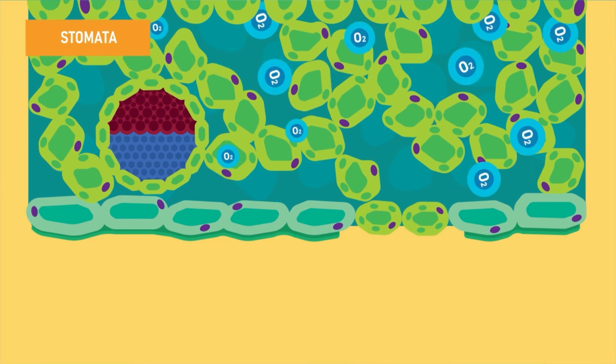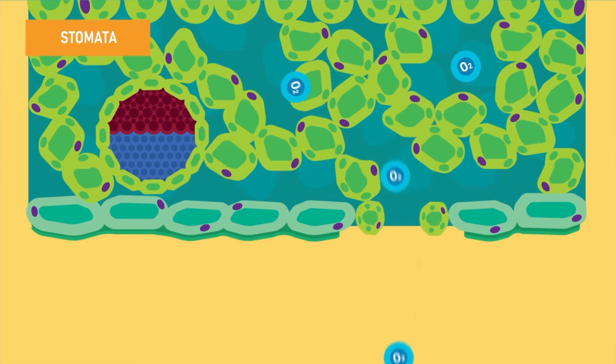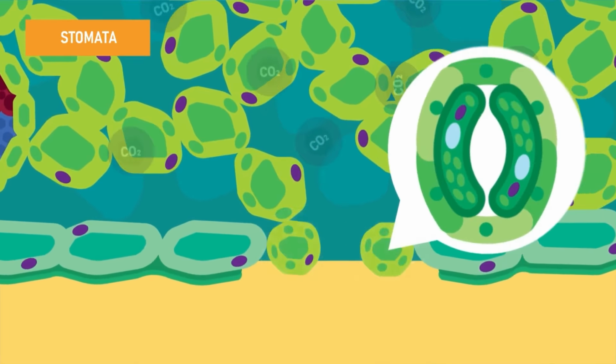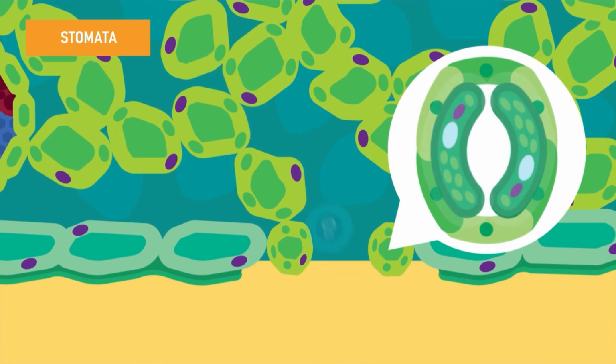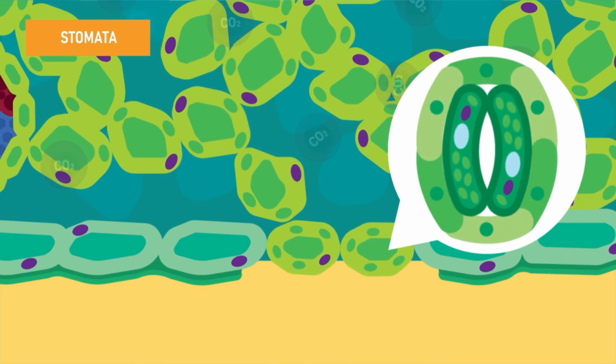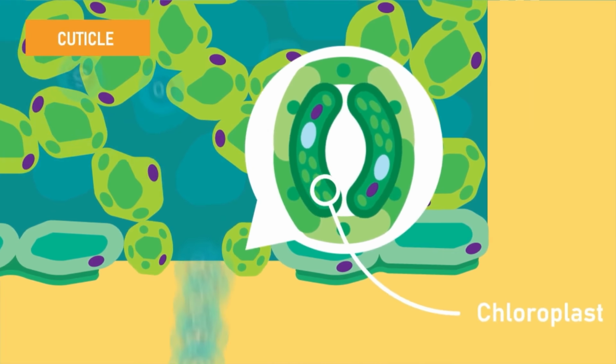Stomata. Stomata are the openings which allow for this exchange of gases. There are two guard cells located on either side of a stoma to regulate its opening and closing. The guard cells are the only cells in the epidermis layer which contain chloroplasts.